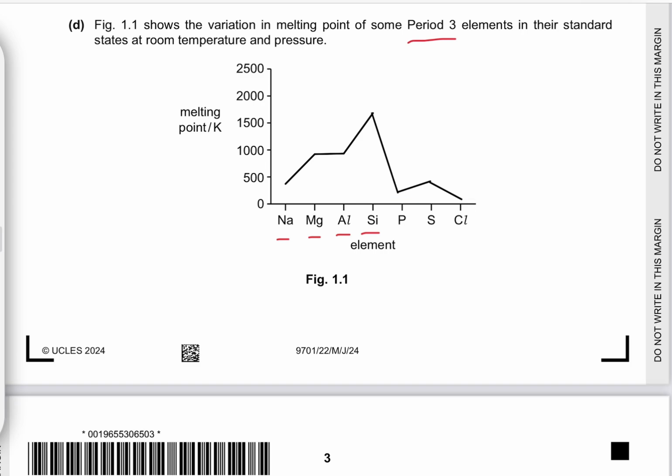But why is it like that? Phosphorus exists as P4 molecule and sulfur as S8. So, between phosphorus and sulfur, the melting point for sulfur is higher because of its larger size. And chlorine exists as Cl2. So, normally two chlorines are bonded together and form a chlorine molecule. So, it is much smaller than phosphorus and sulfur. So, because of its smaller size, the melting point will decrease again.